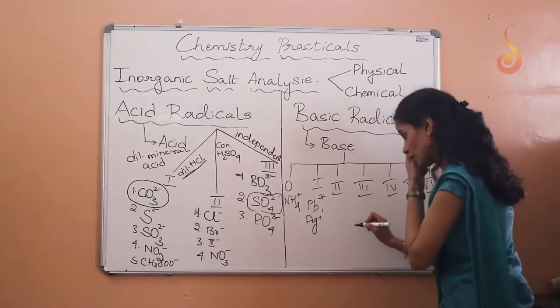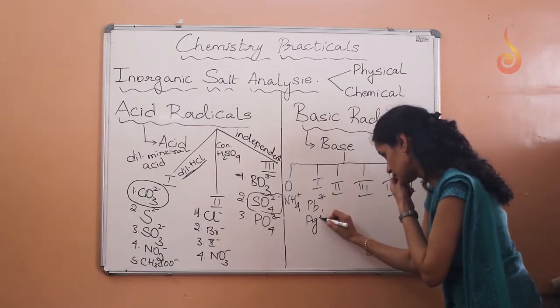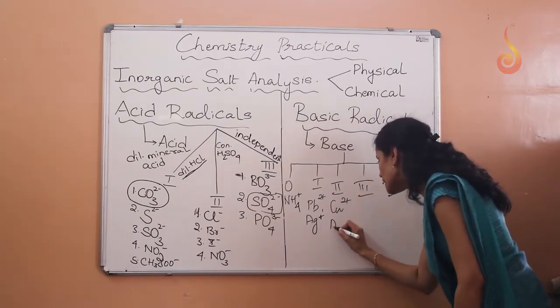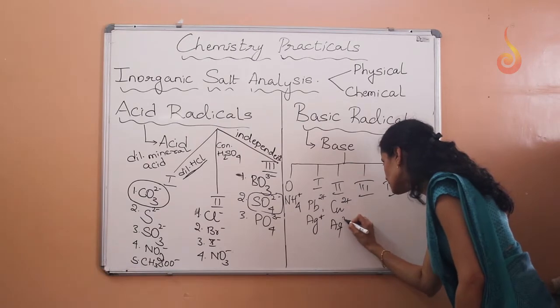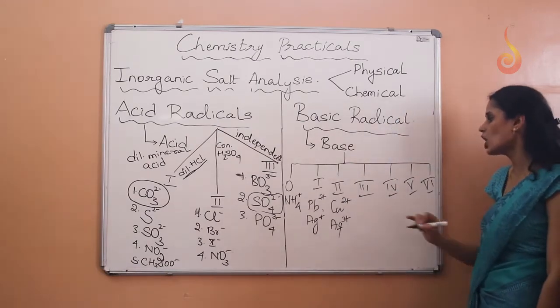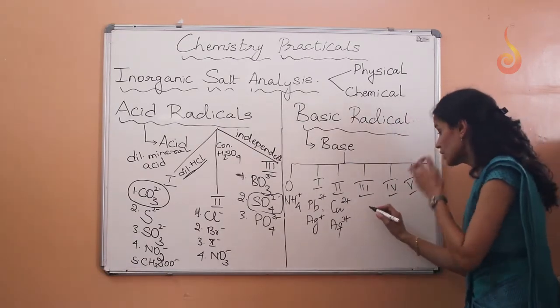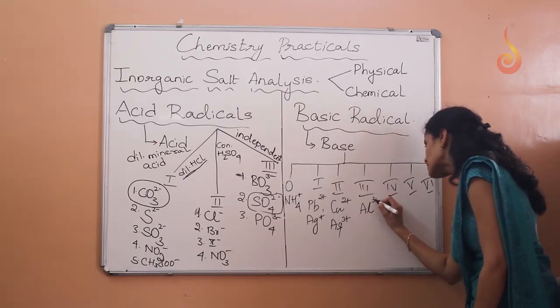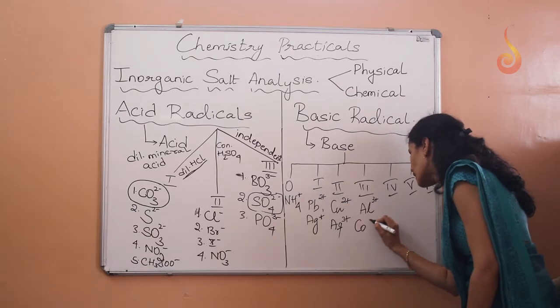In second group, we have copper ion, Cu2+ ion, and arsenic ion. And in third group, we have aluminium ion, Al3+ ion, and cobalt ions.